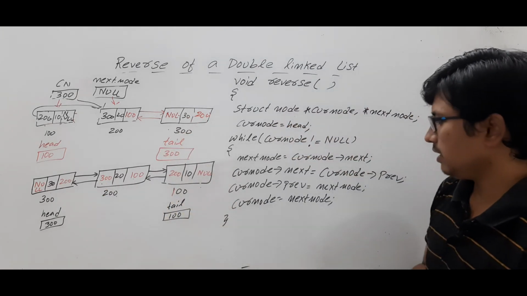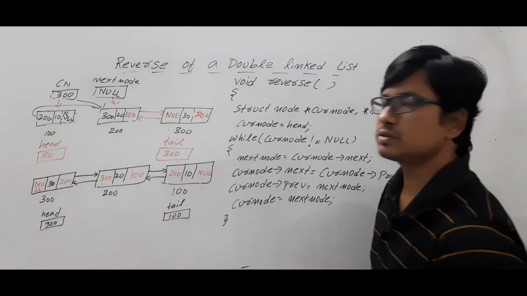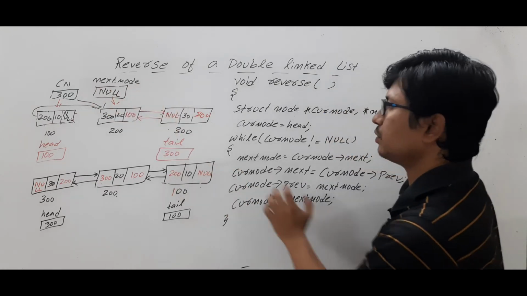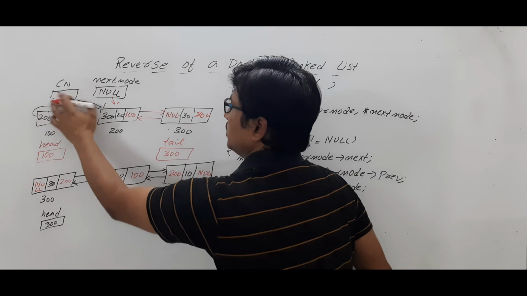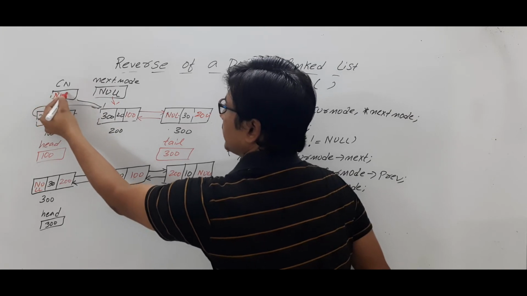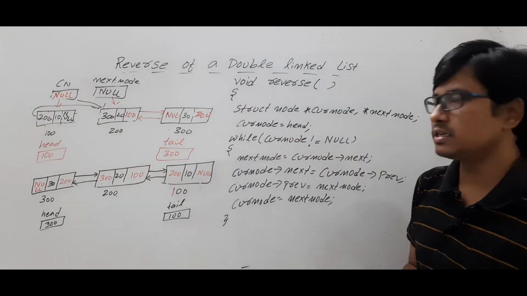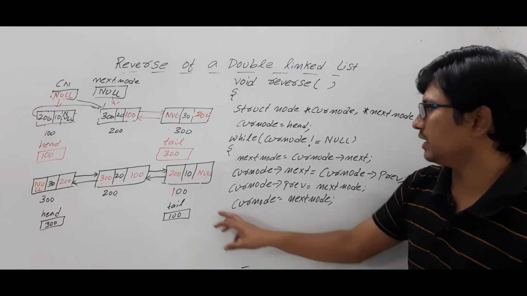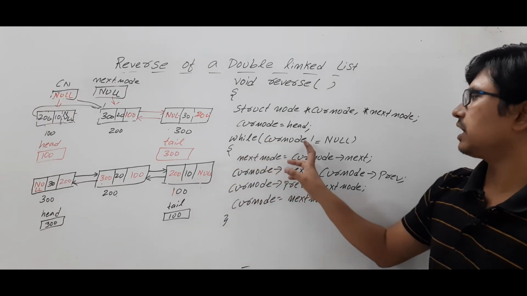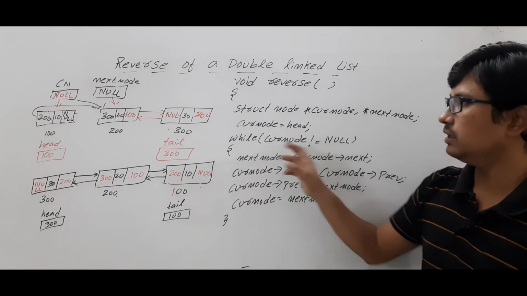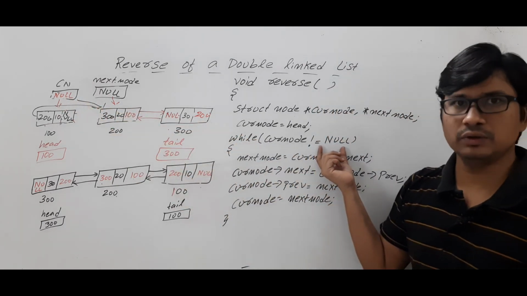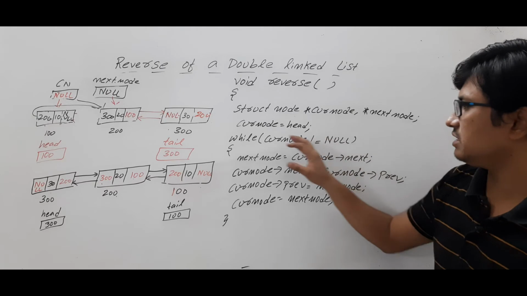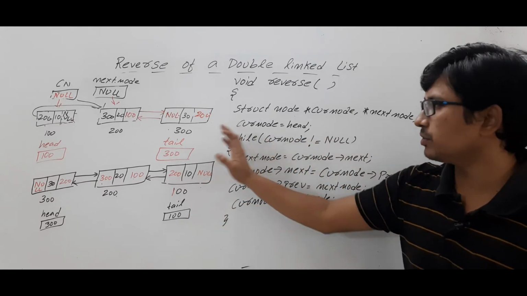Correct. Current node is equal to previous node. What is previous next node? Next node is having null. So that you are getting here also. Now current node and next node is having the value null. So again you will check this condition. Current node not equal to null. But here you have null. Null is equal to null. So the condition failed. If the condition fails, it will come out of the while loop.